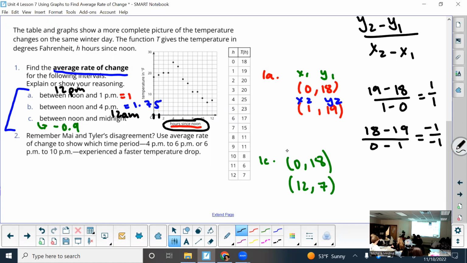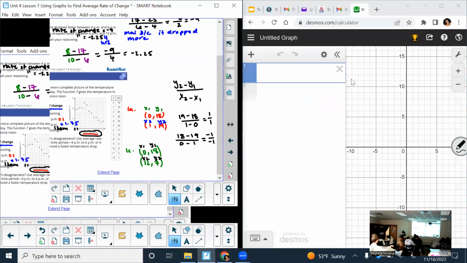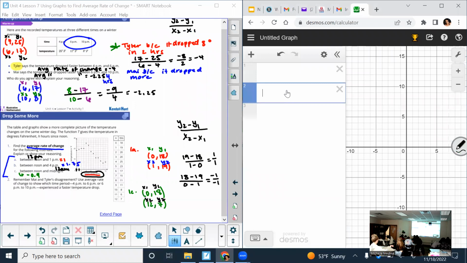Pick one of them to be X1, Y1, the other to be X2, Y2. It doesn't matter. But now you just plug it in. You could plug it into Desmos and let Desmos do it for you, but you have to know the formula and how to label it. I do not provide formulas on tests because that is not how it is when you take your state testing or when you do your ACT and SAT. So gotta prepare you for the real world.